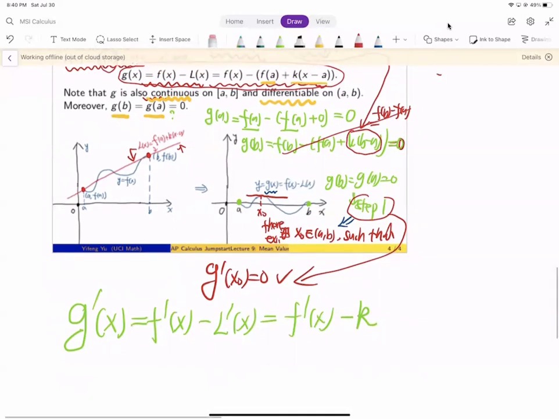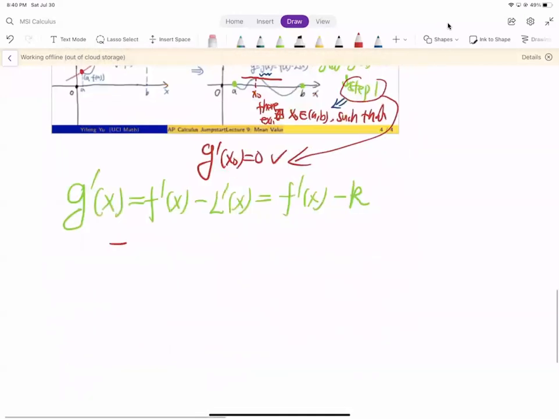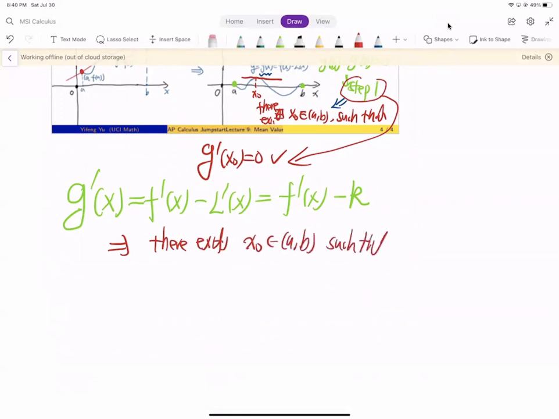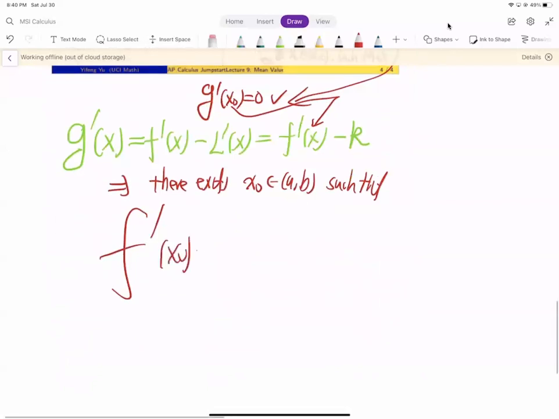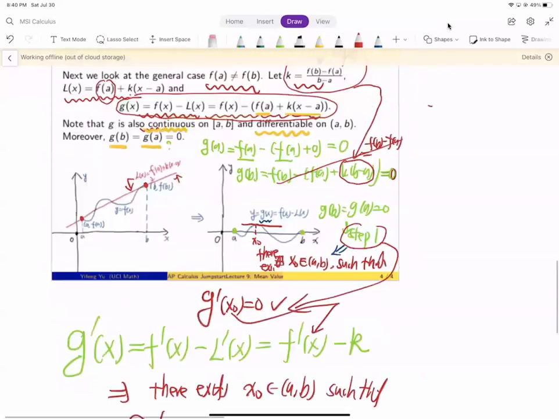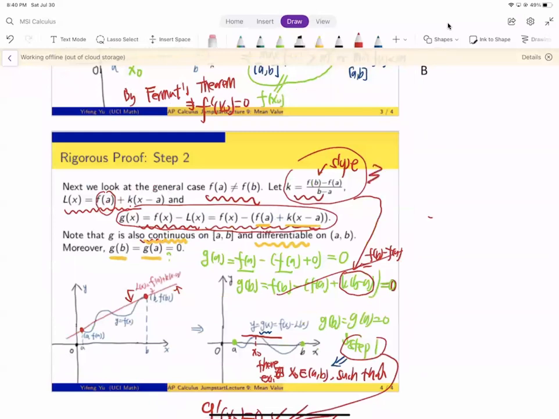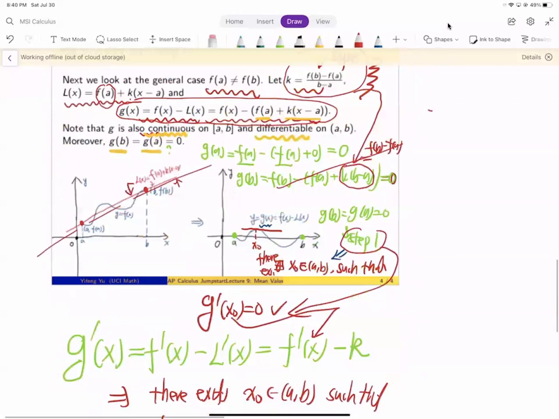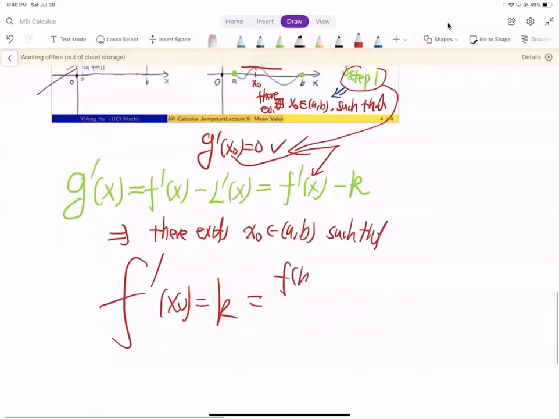All right, and from here, then you see this just tells us there exists x0 belonging to (a, b), such that now I plug into here, so f'(x0) equals k. But what is k? k is the slope, right, of this line segment, this line connecting the two endpoints. Okay, so it equals (f(b) minus f(a)) over (b minus a). We are done.